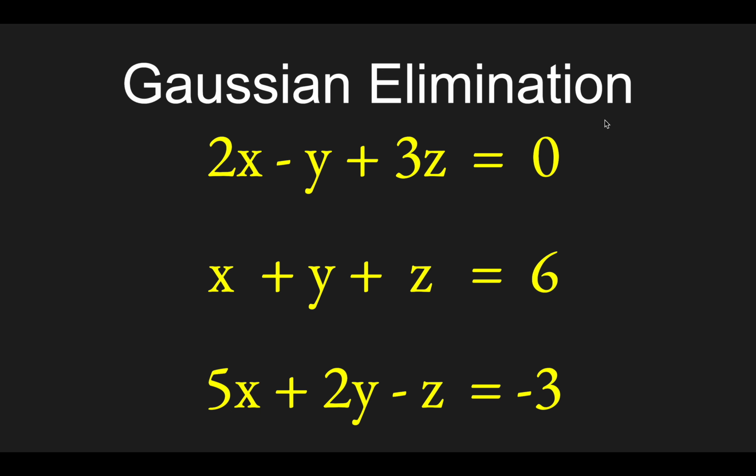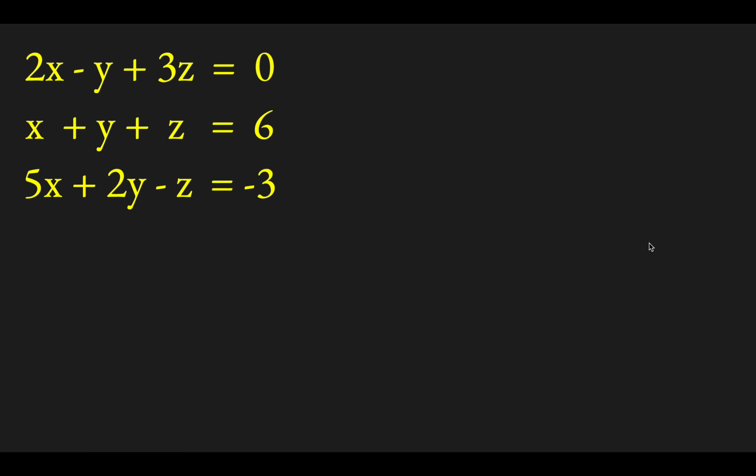All right, we're going to take a look at the technique of Gaussian elimination, in which we solve three equations for three unknowns. So here are our three equations. You might want to take a chance to write them down. 2x minus y plus 3z equals 0, x plus y plus z equals 6, and 5x plus 2y minus z equals negative 3. Well, so let's kick this off.